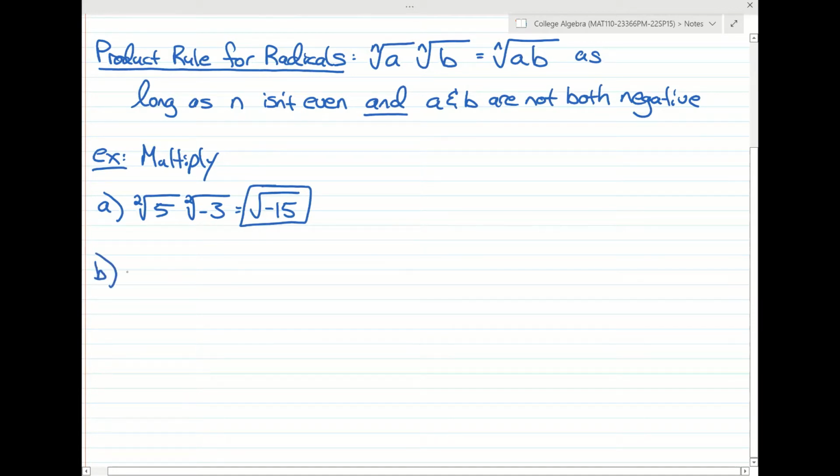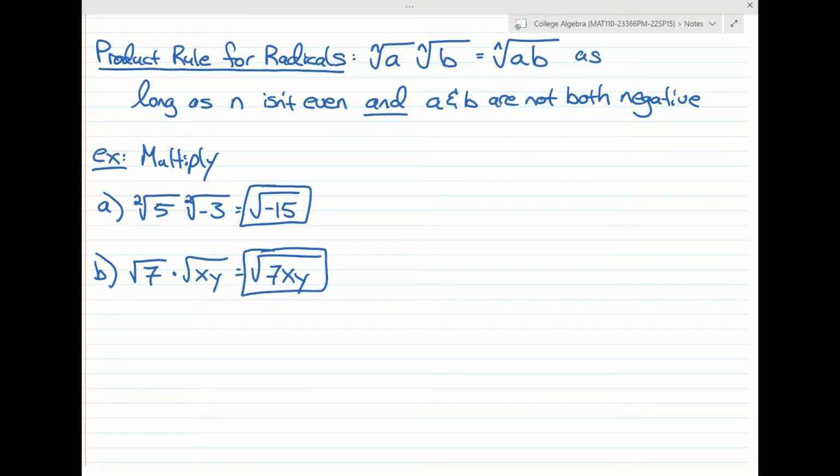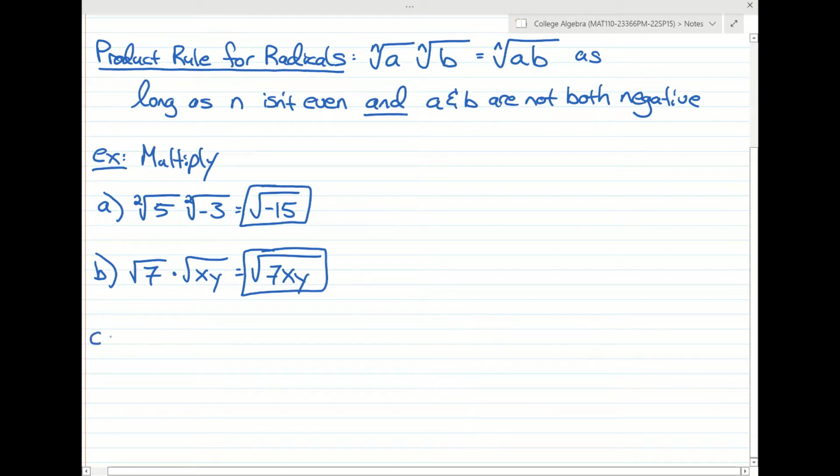You could also do the square root of 7 times the square root of xy. And that's equal to the square root of 7xy. So you're allowed to combine two radicals, again, as long as the index isn't even and at the same time both numbers are negative. That's the only case where you can't do this. You could also do it if it's a cubed radical, like the cubed root of 2 times the cubed root of 7 is equal to the cubed root of 14.